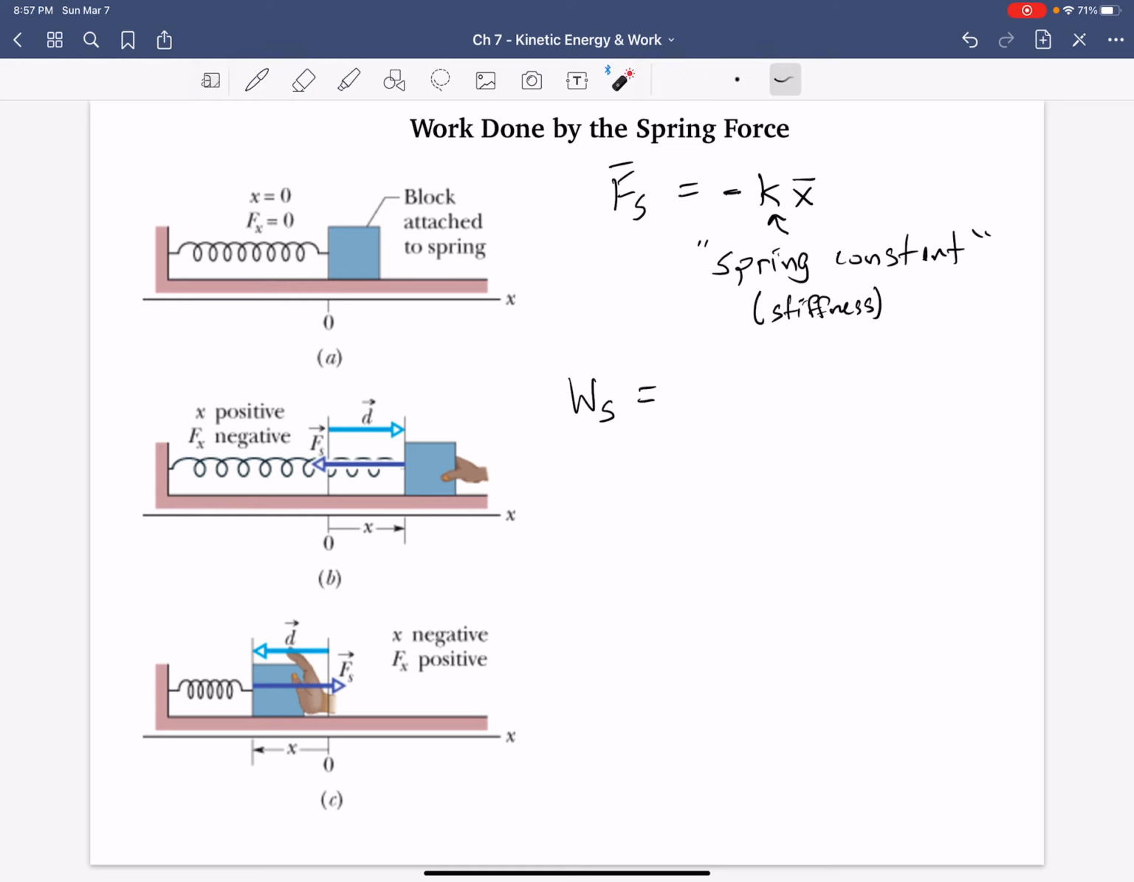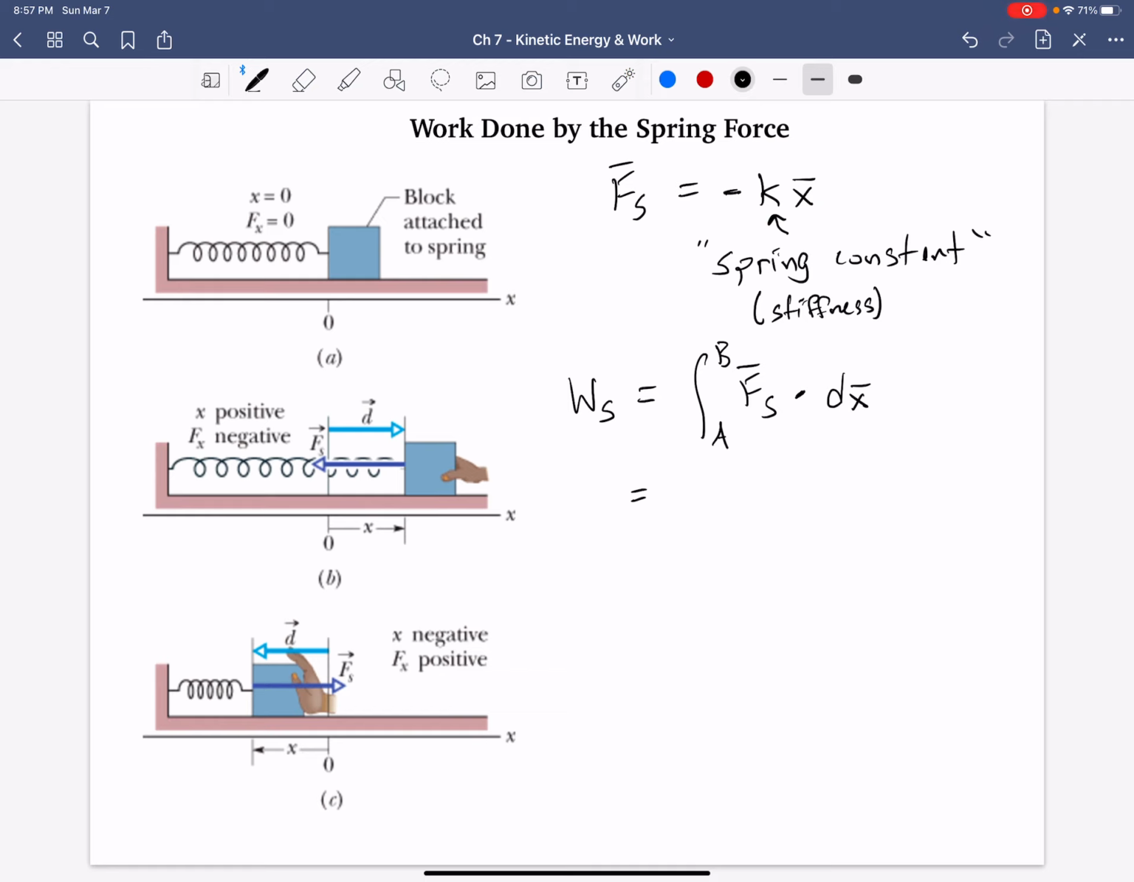So as it's moving from equilibrium, say point A to point B, the work always has the expression integral from A to B of some force, in this case the spring force, dotted with some displacement. In this case I'll say it's dx. Okay? That's always the work. So let's put in the spring force. It has the expression of negative kx.